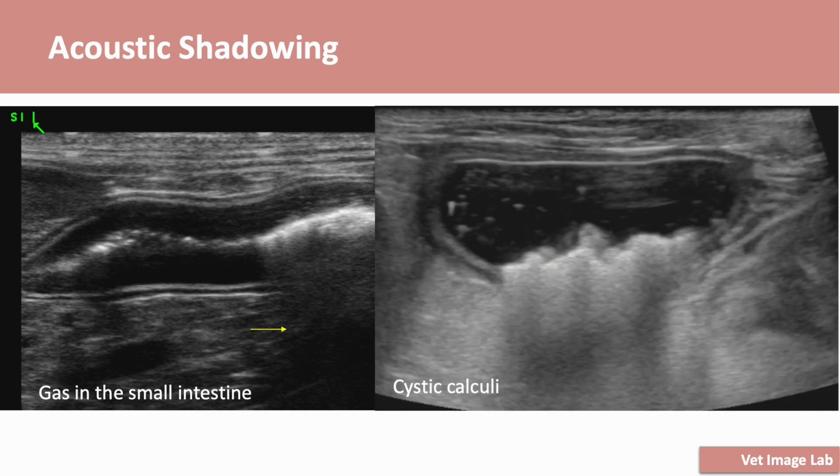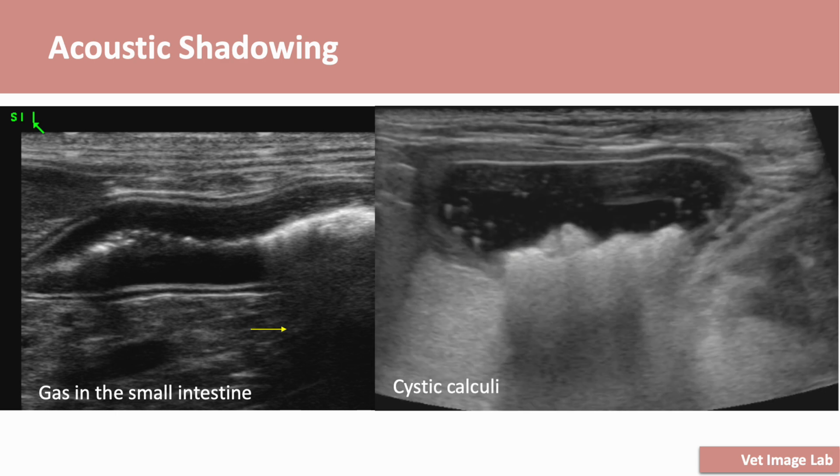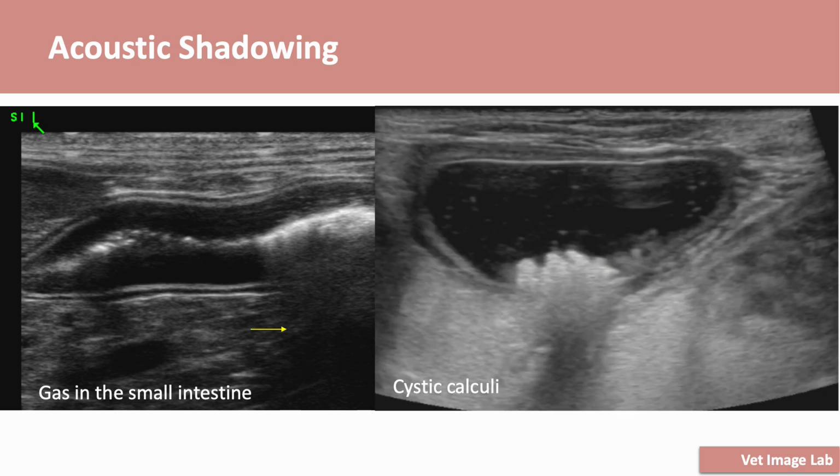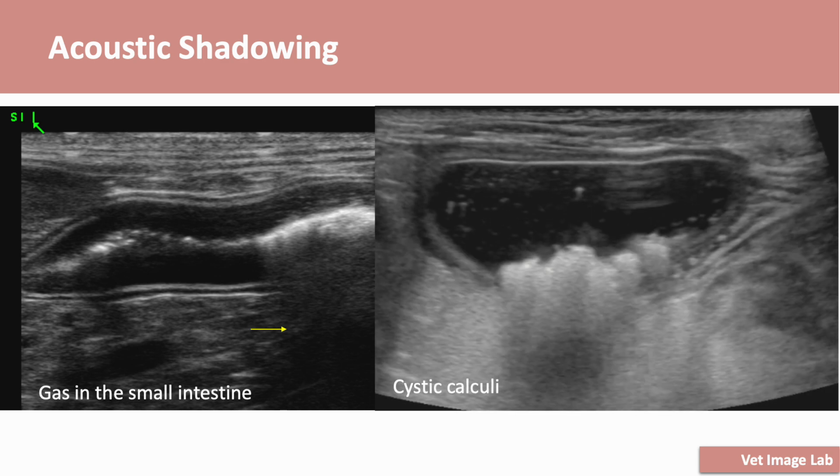This is another example. We see multiple hyperanechoic calculi in the urinary bladder, each generating a distinct shadow. Recognizing this pattern is crucial for correctly identifying calculi in various organ systems.